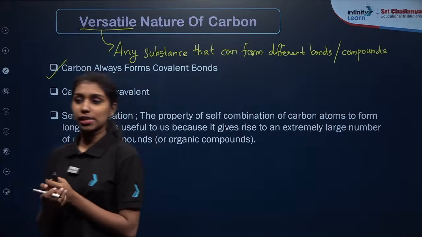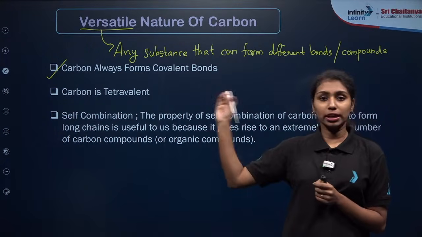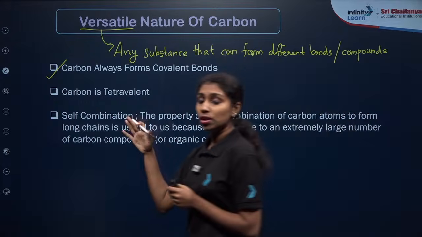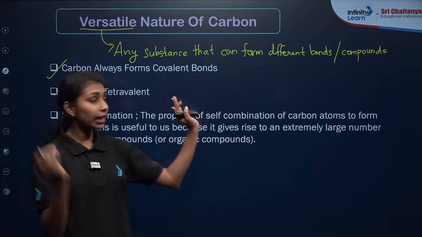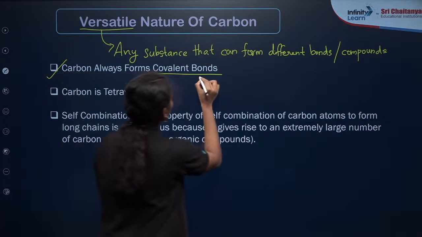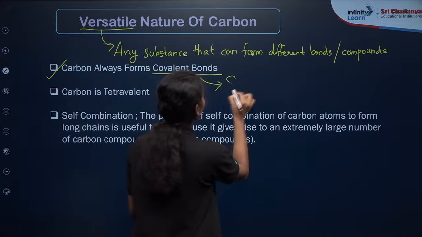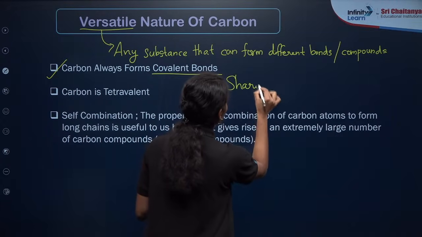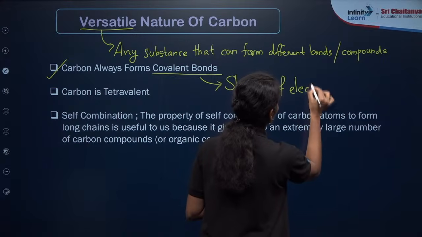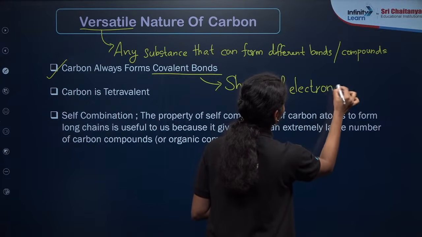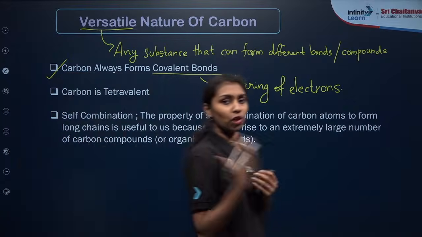We have already studied in the 9th class, I think, about the bonding, right? Bonding in terms of ionic bond and covalent bond. So in the case of covalent bond, there will be sharing of electrons, right? So here, carbon, because of the valency of 4, can form the covalent bonds by sharing the 4 electrons in the valence shell, right? Is that clear what you mean by covalent bond?